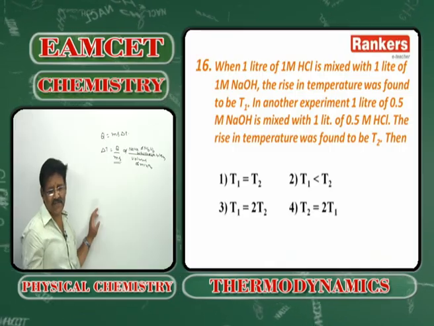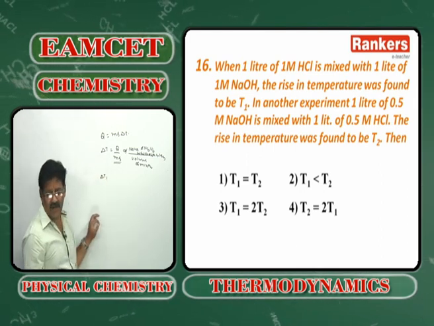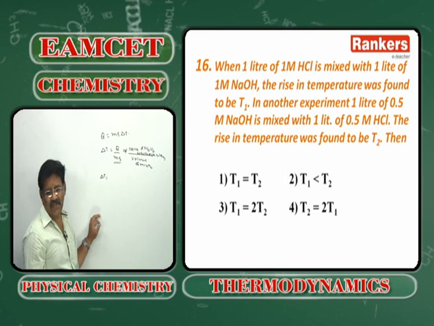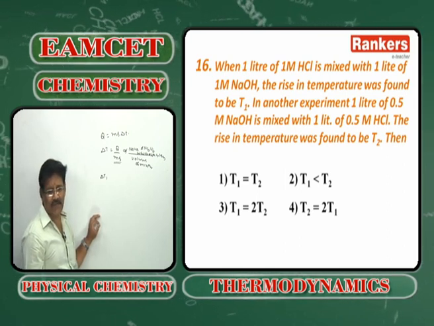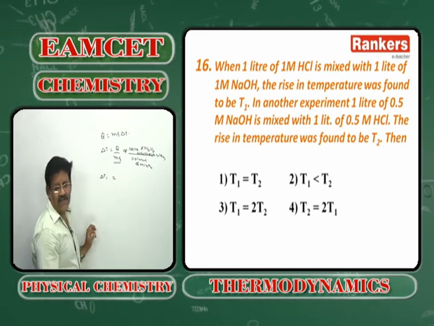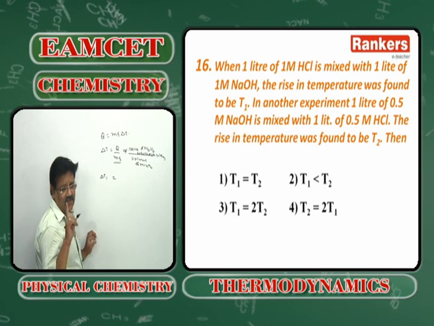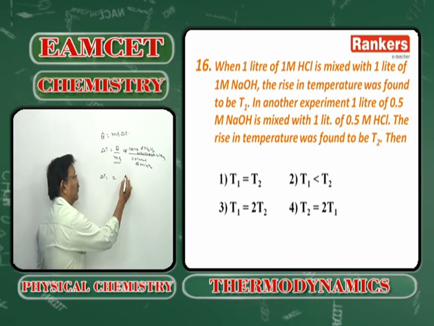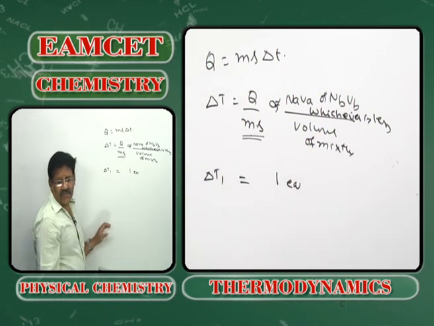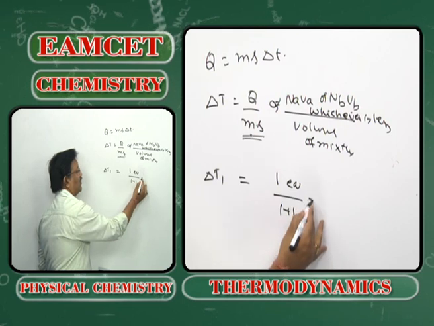There are two experiments conducted. Delta T1: 1 liter of 1 molar HCl is mixed with 1 liter of 1 molar NaOH. Then the rise in the temperature was found to be delta T1. So delta T1 corresponds to 1 molar HCl and 1 molar NaOH. What will be the number of equivalents? 1 liter of 1 molar HCl, Q1. Q corresponds to how many equivalents got neutralized? 1 equivalent. What is the volume? 1 liter plus 1 liter. ms is proportional to 1 liter and 1 liter.